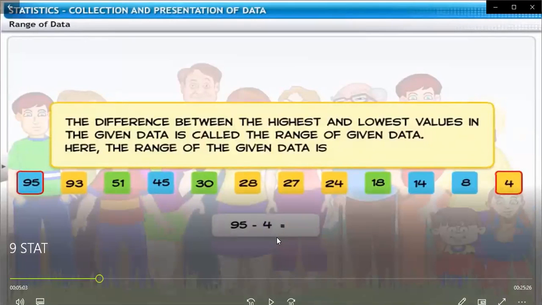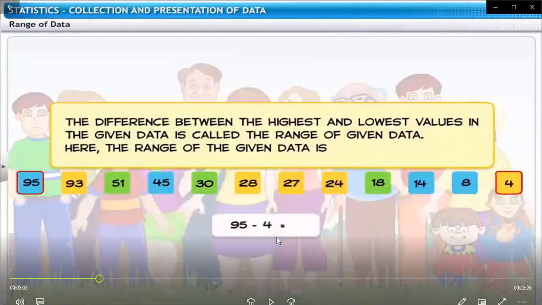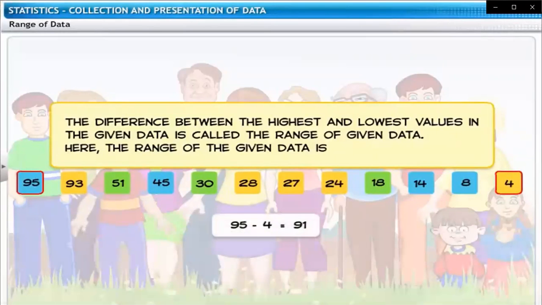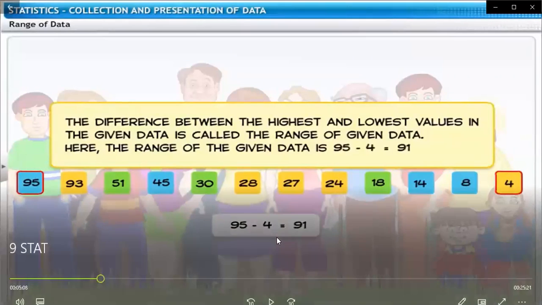For example, in 10 innings the runs scored by a batsman are as follows. The highest run that he scored is 95, and the minimum runs that he scored is 4. So the range of this collected data in the given number of innings of that particular sportsperson will be the highest value minus the lowest value, that is 95 minus 4. So the range of this given data will be 91. In this way we can calculate the range of any given data, right?